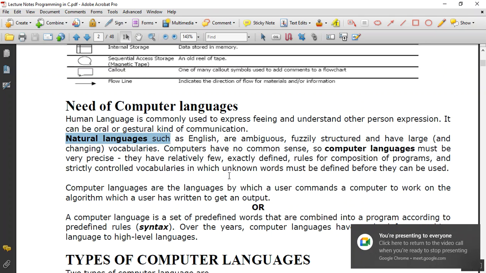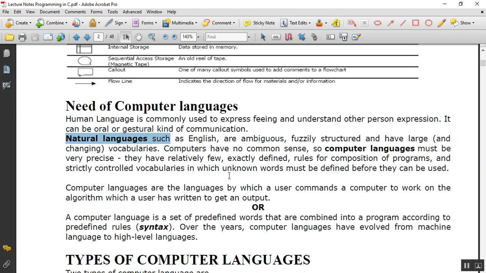Computer understands 0 and 1. We know that whatever input we give to the computer is converted into the form of 0 and 1 signals and sent to the computer. Then only it can understand it. Our languages are very fuzzy. If I say 2, then it has got so many meanings: T-O, T-W-O or T-O-O. Same pronunciation but different meanings.